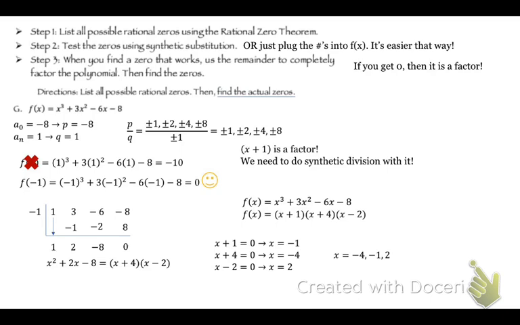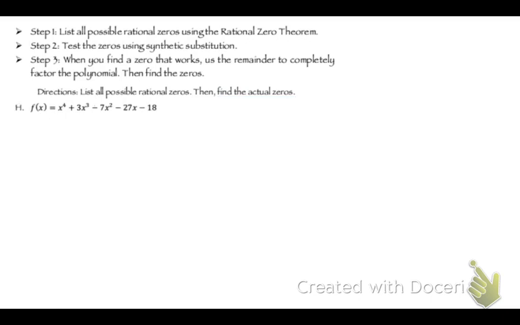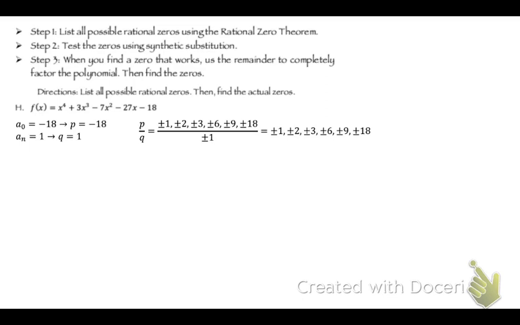Okay? Let's look at this one. So we have 18 and 1. So P is 18, Q is 1. So we're going to find all the factors of P over Q. And you get 1, 2, 3, 6, 9, and 18. Because the factors of 18 are 1 and 18, 2 and 9, 3 and 6. The factors of 1 are just 1.